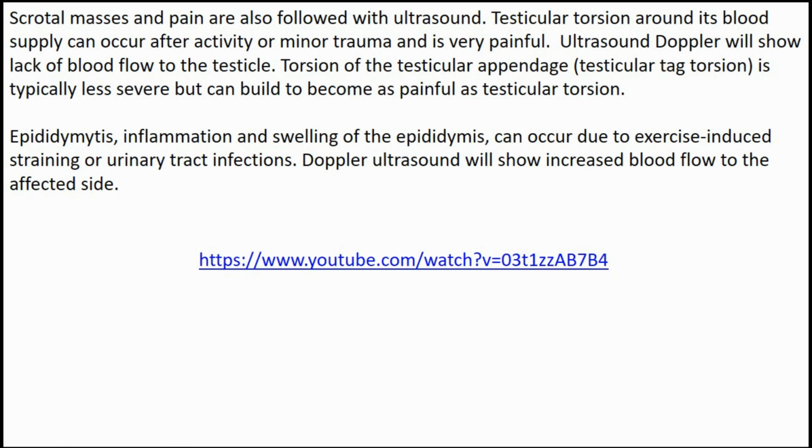Now, just like ovaries and the oviducts can get twisted, we can also have scrotal masses and pain that occur due to testicular torsion.